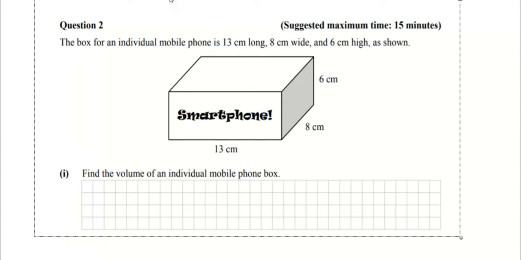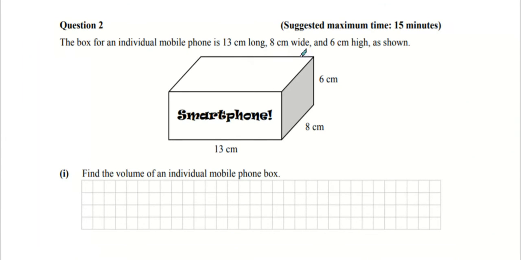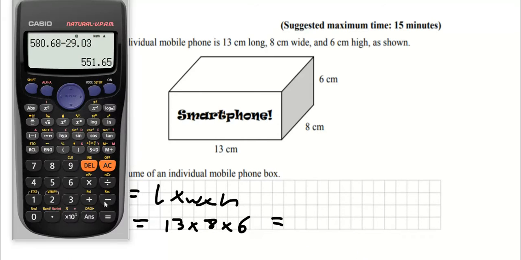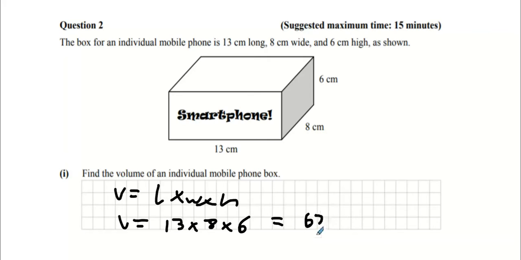The box for an individual mobile phone is 13 centimeters long, 8 centimeters wide and 6 centimeters high, as shown. Find the volume for the individual mobile box. So volume is length by width by height. Volume is going to be 13 by 8 by 6, and this should be measured in centimeters cubed, so you get 624 centimeters cubed. All right. Next one.